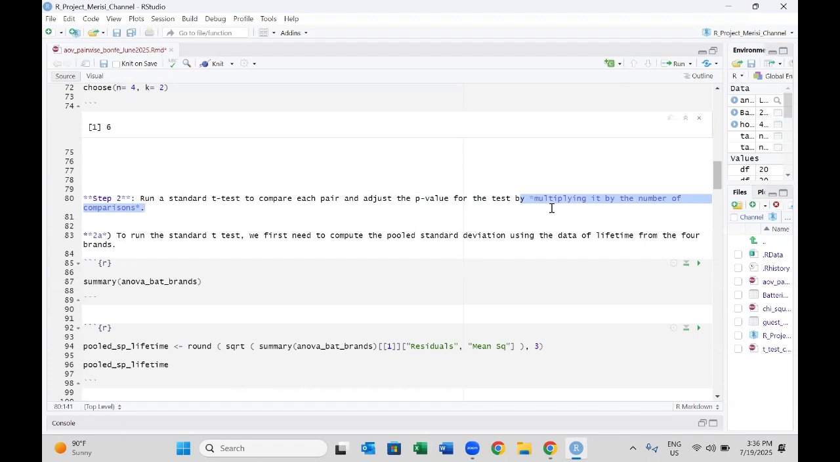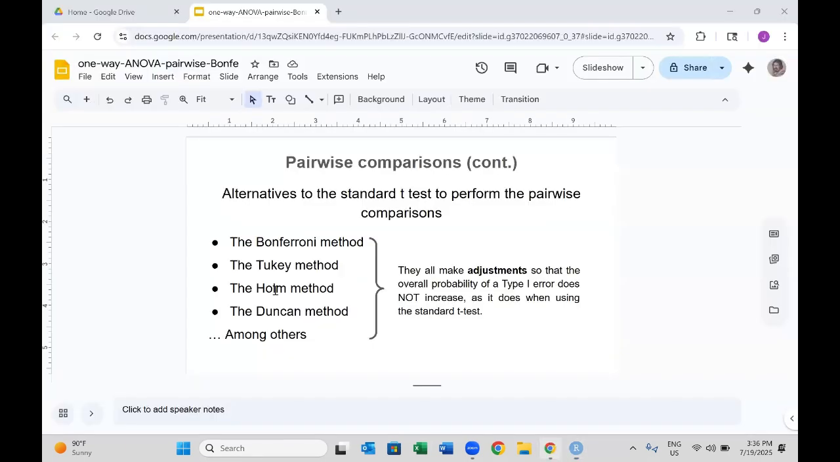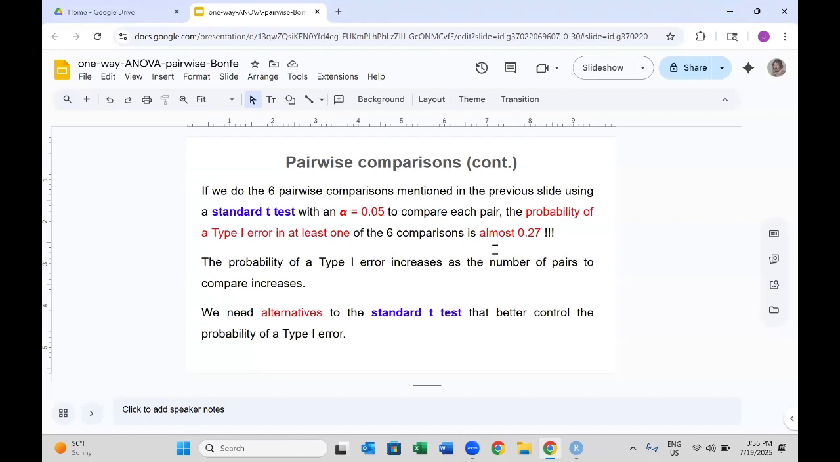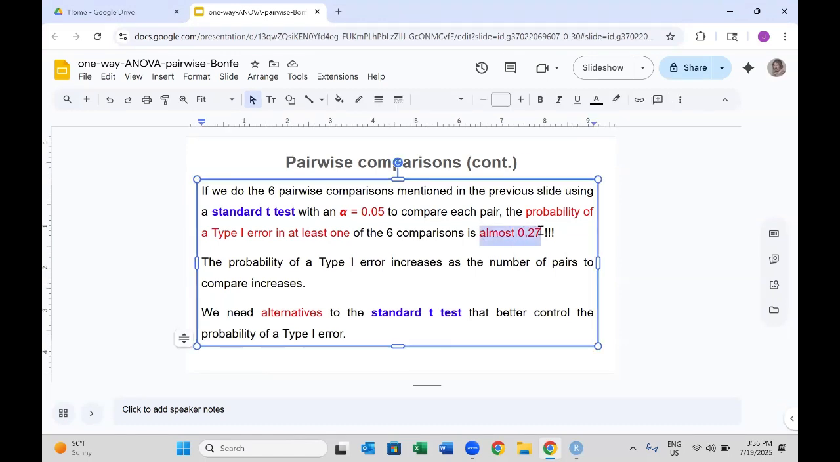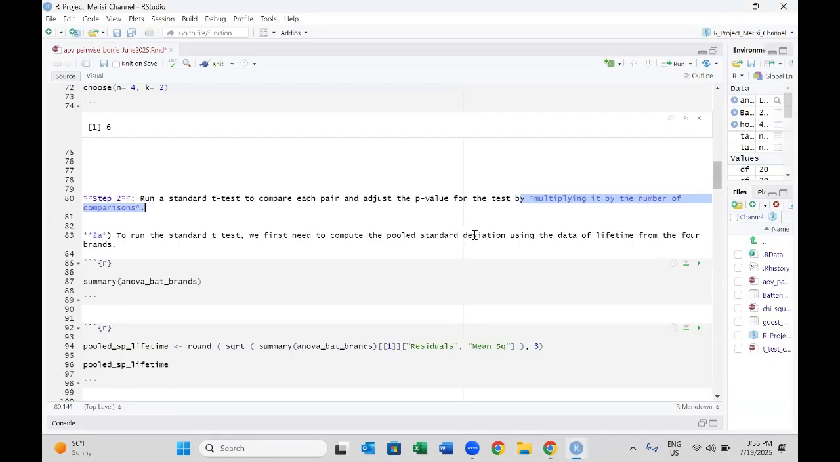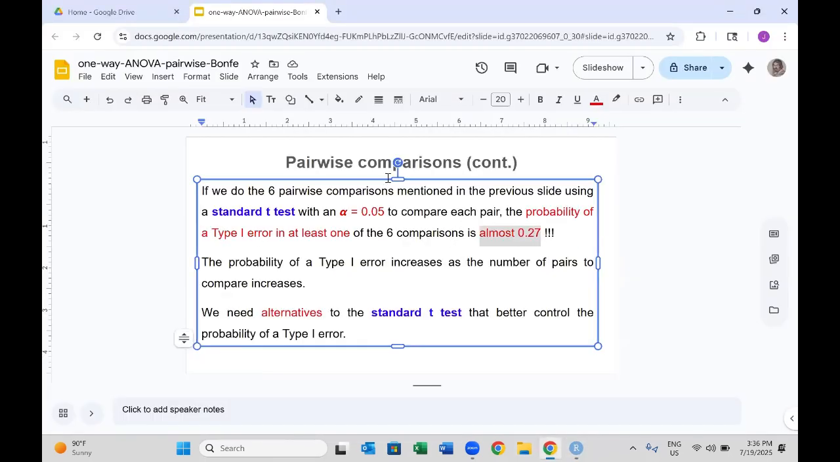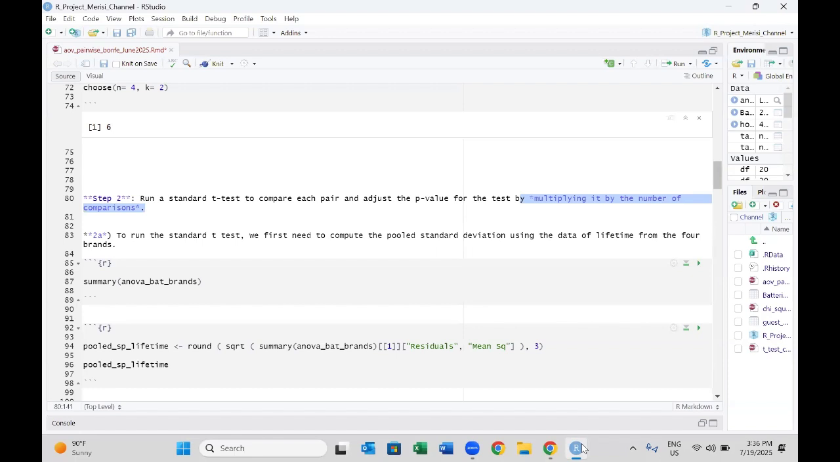So that's the way Bonferroni controls the overall probability of type 1 error, so you don't get something like this, like 0.27. As a matter of fact, if you apply Bonferroni like this, your overall probability of type 1 error is still 0.05, not 0.27, but still 0.05. Now, the individual significance level is lower.